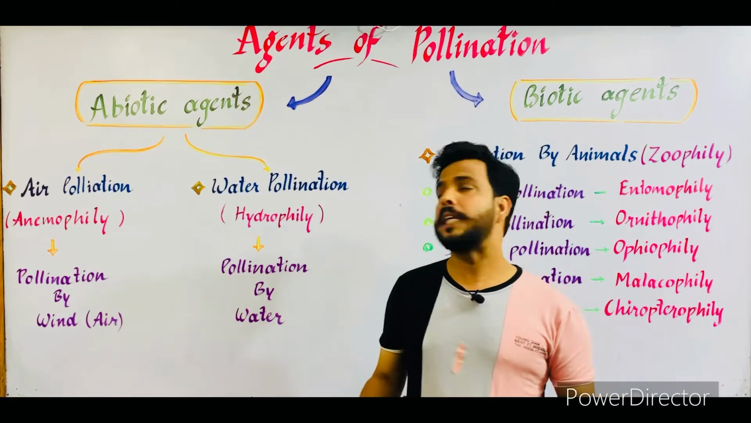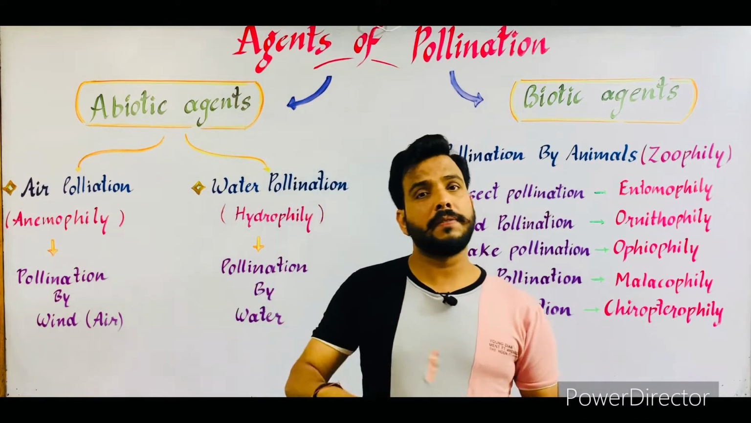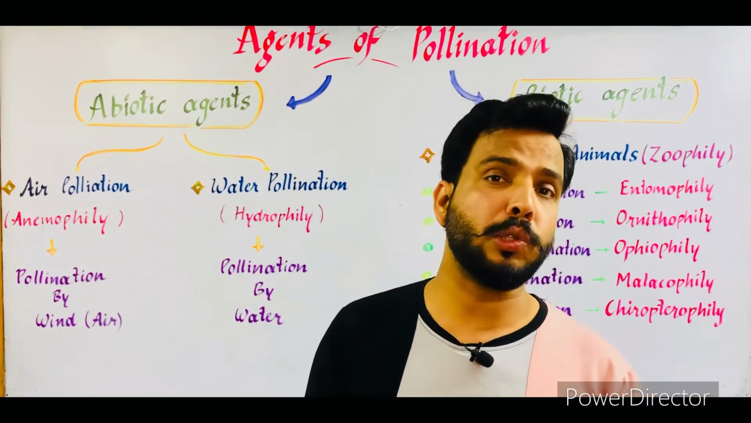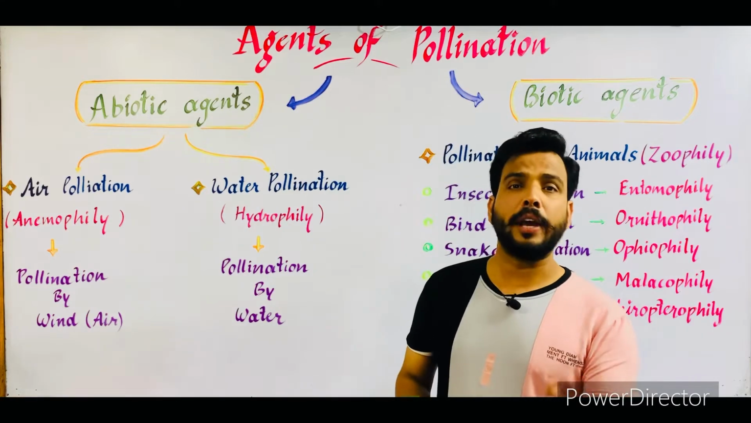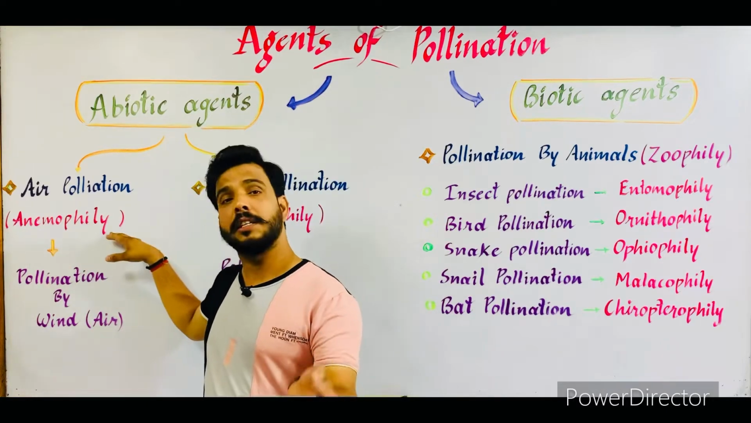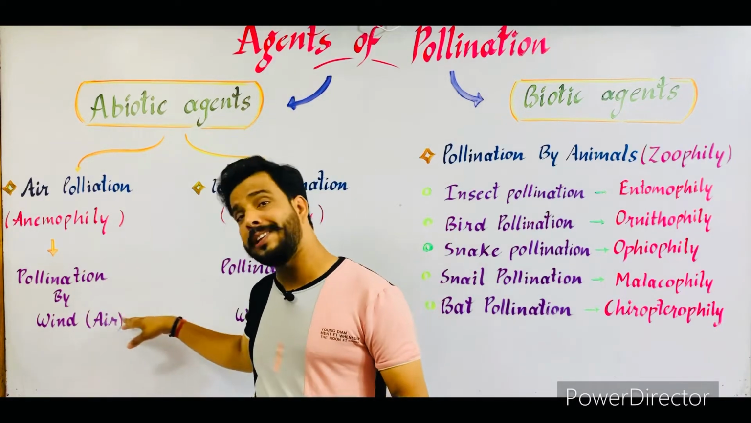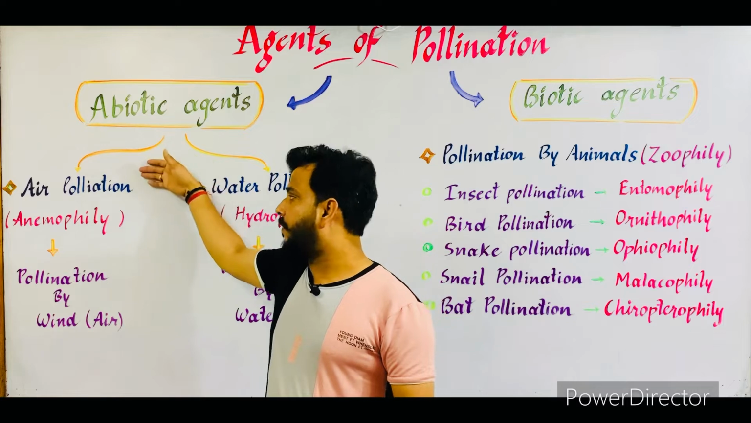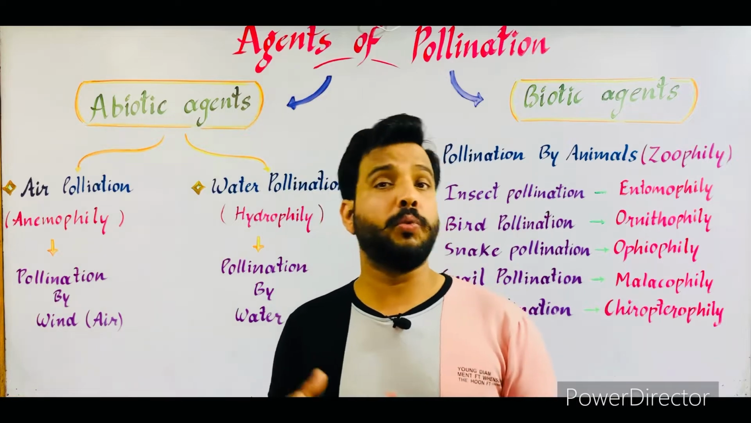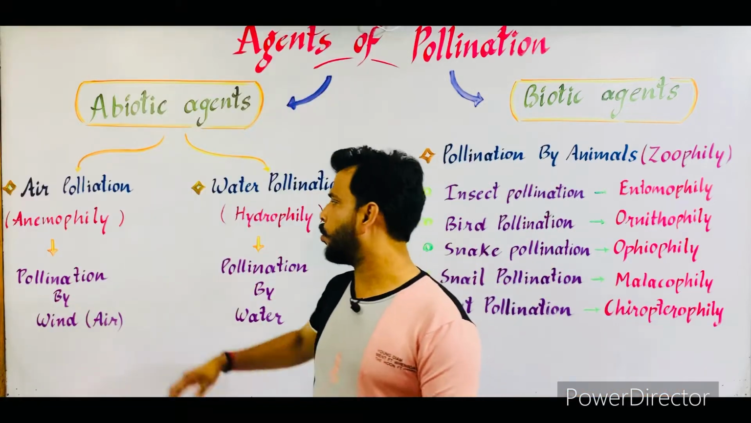When pollination takes place with the help of air, it is known as air pollination. The definition is the transfer of pollen grains from the anther to the stigma of another flower with the help of air. The scientific term for air pollination is anemophily. Anemo means air and phily means pollination. So anemophily is the term especially used for air pollination. Examples of anemophilous flowers are wheat, maize, rice, etc. These plants show air pollination.